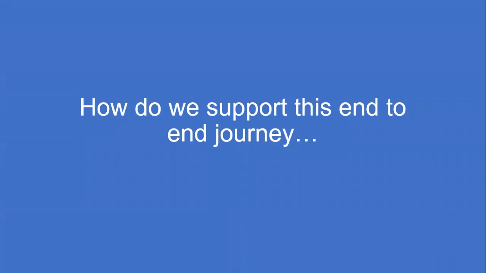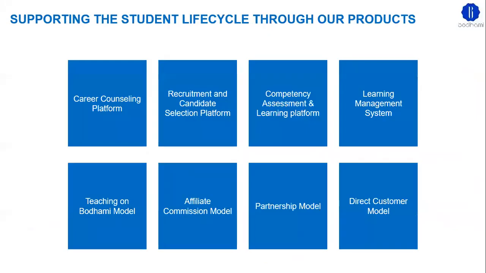Now, how do you support this end-to-end journey? If you look at the student life cycle and the kind of products which we offer, we have these 8 products or platforms. First one is the career counseling platform, where we look at students, college and professionals counseling around their careers. The second platform we have is the recruitment and candidate selection platform, where we can find out who is the right person for a particular job, or if you are fit for a particular job in terms of the cutoffs which are given by the job.